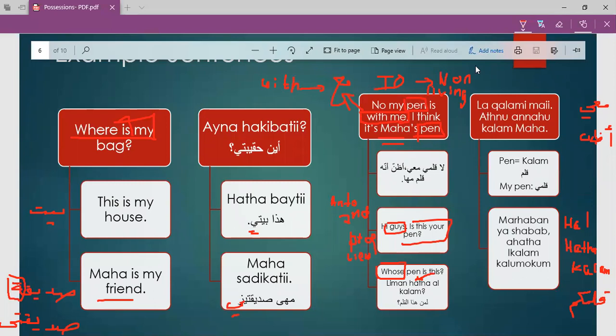So if I ask, for example, whose car is this? Let's take it as an example: whose car is this? Notice here, what did I put? I put whose at the beginning and after it, the object. Whose car is this? Whose, what does it mean? Liman.